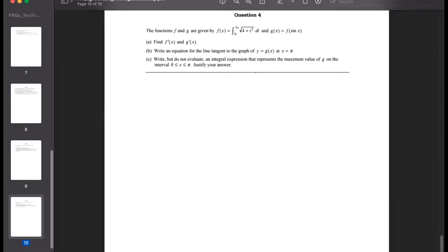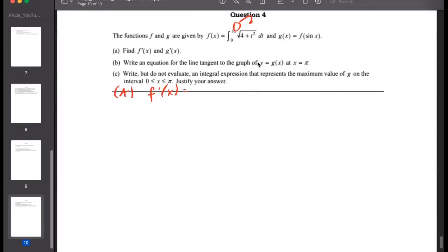So they give us f of x and they want g of x, or they want f prime of x and they want g prime of x. So let's talk about f prime first. For f prime, I'm just going to go ahead and use the second fundamental theorem, but be very careful because we had a 3x on the top. Let me zoom in. I think it's a little too small. There you go. It's much better.